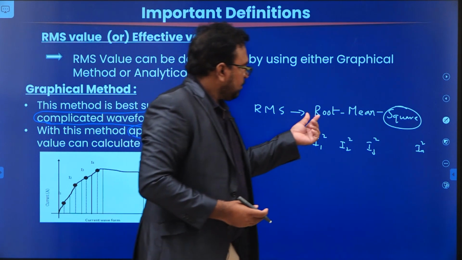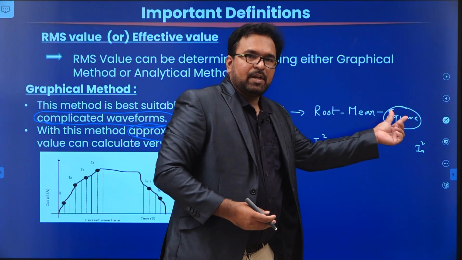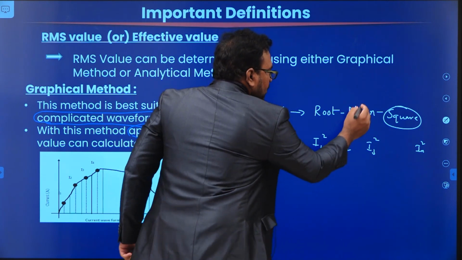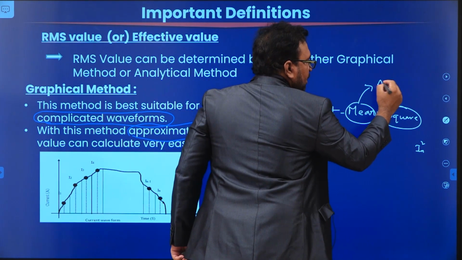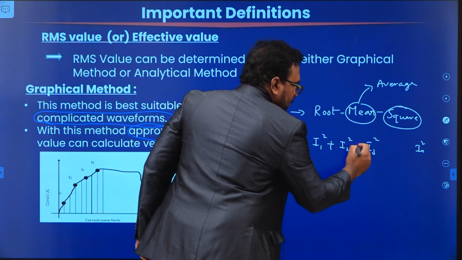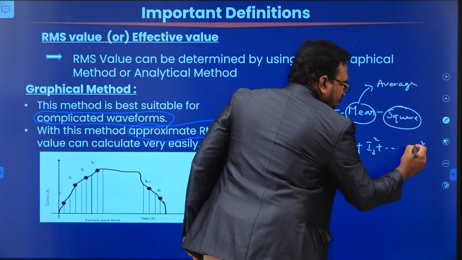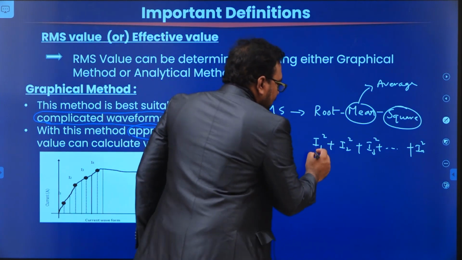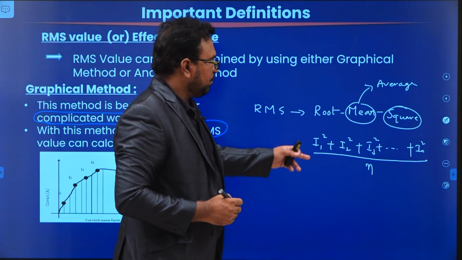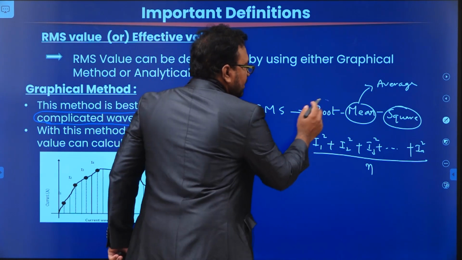So root mean square means first you are going to do the square of all the instantaneous values. Mean, what is meant by mean? Mean is nothing but average. Now how will you do the average of these squares? I1 square plus I2 square plus I3 square and so on, In square, divided by the total number of instantaneous quantities, n. Mean is over. Next, the final one is nothing but root.